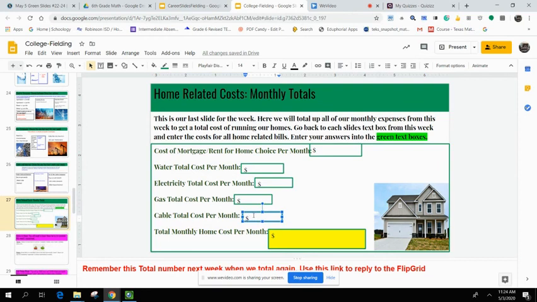Now, if you're really low on money, it's not a have-to. The ones above are have-tos. Remember how we talked about wants and needs? This one is a want. These are needs. So then when you tally them up, that will give you the tally for the total cost per month. And that will take us to the end of this week.